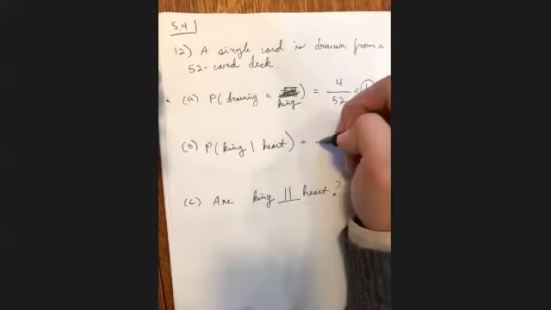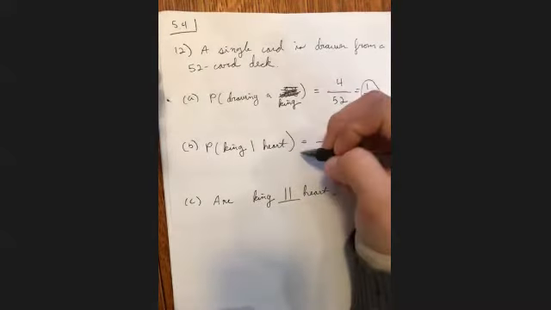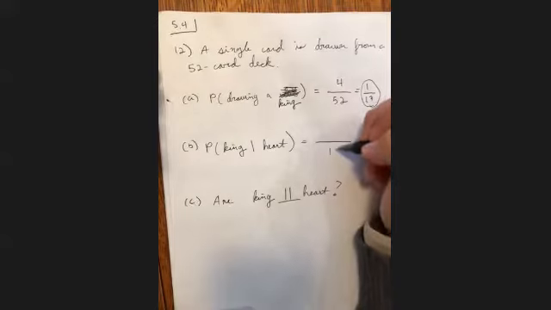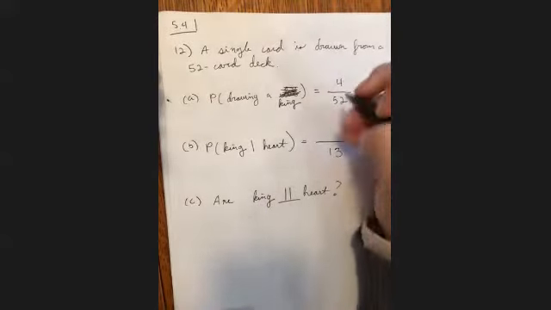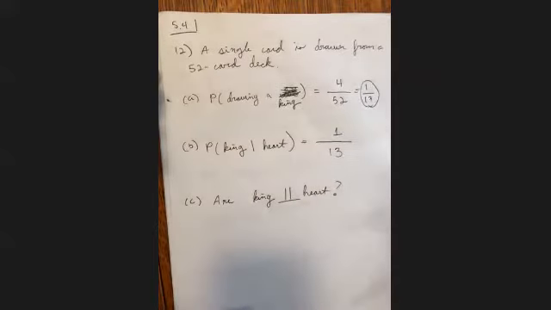Easy, easy. Okay. Part B: probability of drawing a king given we know we have a heart card. All right. So how many hearts are there in a deck? There are 13 hearts in the deck. How many kings out of those hearts? 1.